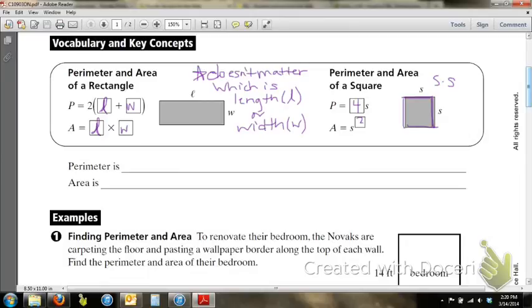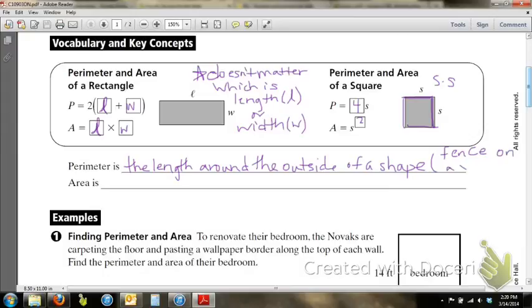Okay, so perimeter is the length around the outside of a shape. So we like to think about if you're going to put a fence on a yard. It would be the length around the yard, around the outside of the yard.